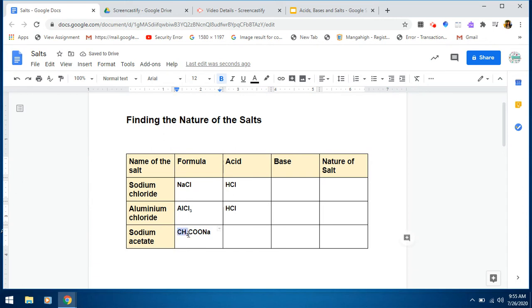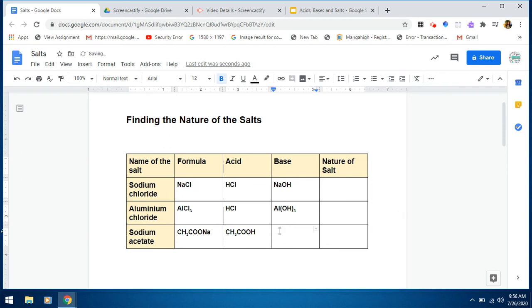In sodium acetate, we see this anion, acetate anion, so the acid from which it is formed is acetic acid, which is CH3COOH. Now we are going to write the formula of the bases from which these salts are formed. In sodium chloride, when I see this cation Na, that means the base is NaOH, that is sodium hydroxide. In aluminium chloride, when I see the aluminium cation, the base is Al(OH)3. That means it is aluminium hydroxide.